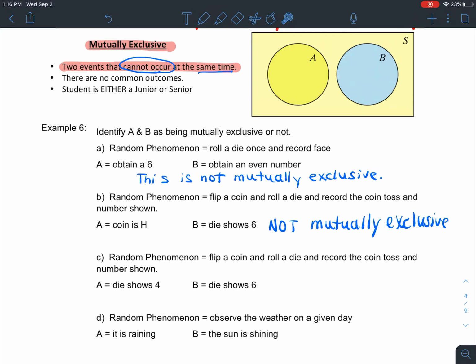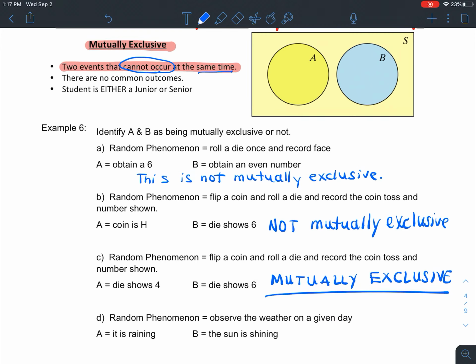Okay, let's look at C. Here again, we are flipping a coin and rolling a die, recording those outcomes. Event A is that the die showed a 4. Event B is that the die showed a 6. And so this is really disregarding altogether anything that you did with the coin. You only rolled a single die. It is impossible for, in one roll, for it to be both a 4 and a 6. And so these events, A and B, as they're defined here, those would be mutually exclusive. Okay, those would definitely be mutually exclusive.